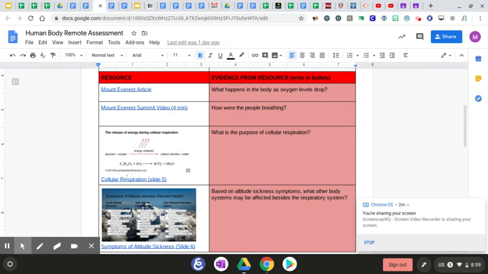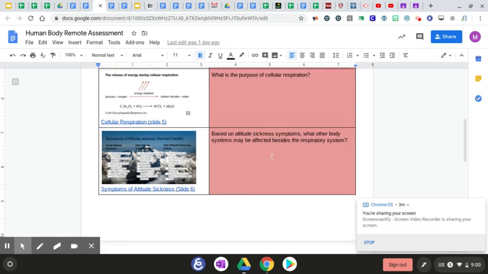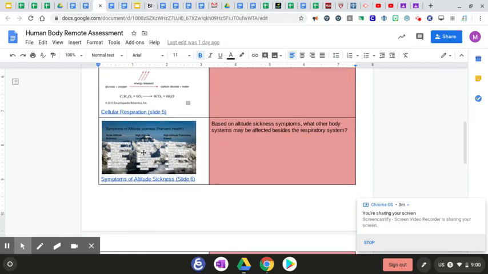This here, and you can just click on this. This brings up another document that I made, but just makes it so you can look at it bigger. This is a cellular respiration equation that we went over a few times this year. What is the purpose of cellular respiration? So what's the purpose of your body doing this? You're writing that here. From Harvard Health, these are the symptoms of different types of altitude sickness. Now, as you're going up the mountain, you're getting higher in altitude. Based on the altitude sickness symptoms, what other body systems may be affected besides the respiratory system? Put that here.